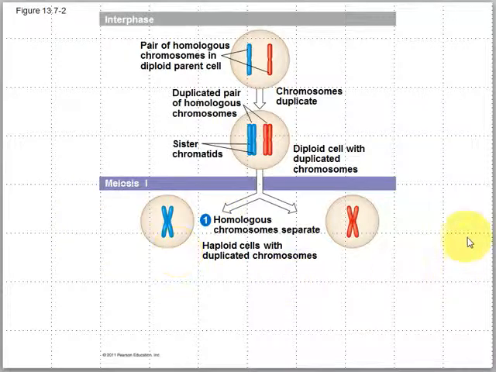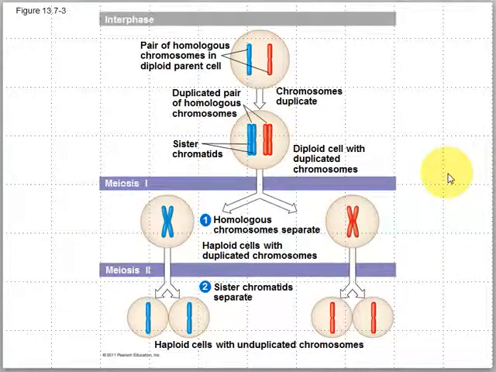So this is kind of the result of meiosis 1, which is the first act of meiosis. Then in the second act, they undergo further division where the sister chromatids are pulled apart. And you're going to end up with 4 daughter cells. Each one of them is haploid.